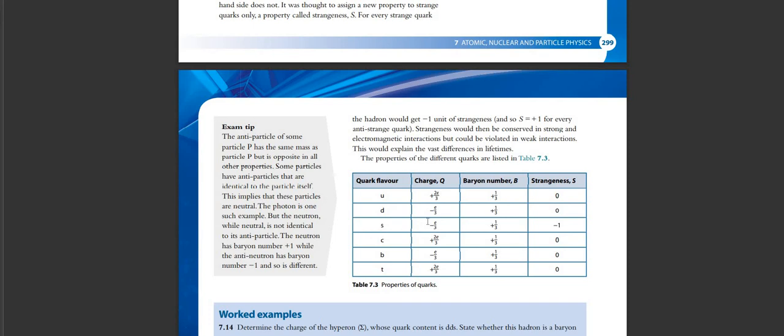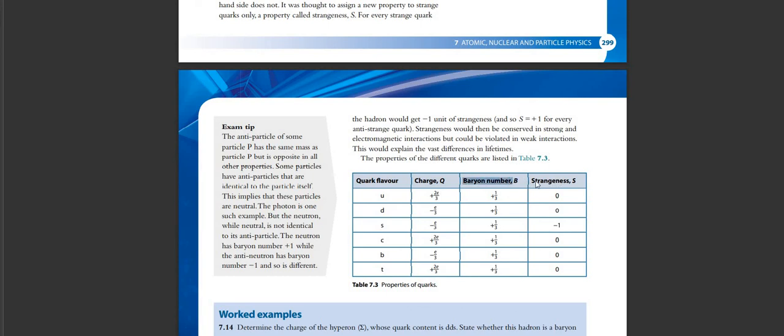Now, using the strange quark as an example, because strangeness is a unique one, I should talk about it. Strange has a charge of minus e by 3, but an anti-strange will have a charge of plus e by 3. Strange has a baryon number of 1 by 3, but anti-strange will have minus 1 by 3. Strangeness is minus 1, so anti-strange will have a strangeness of plus 1.